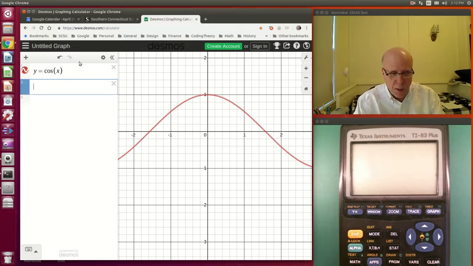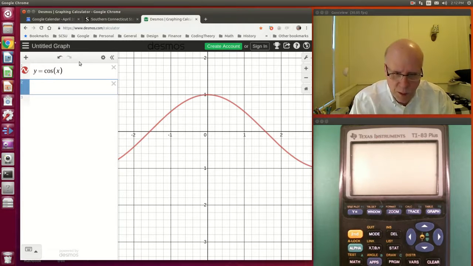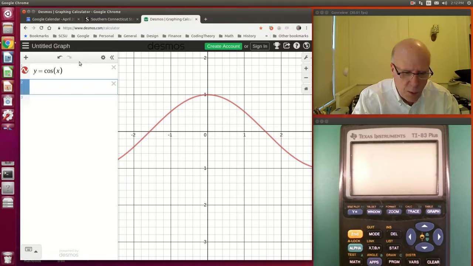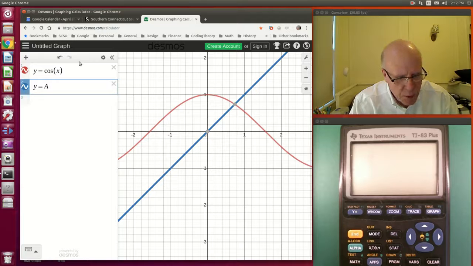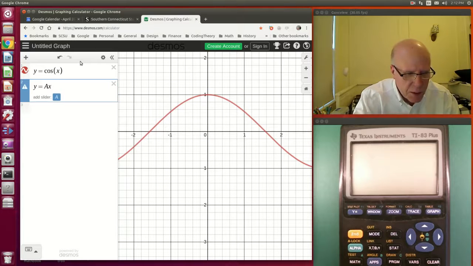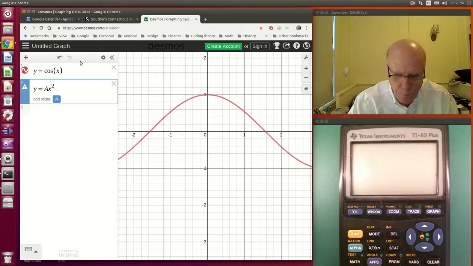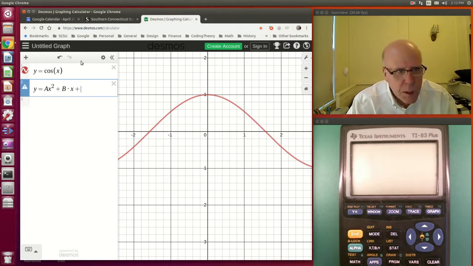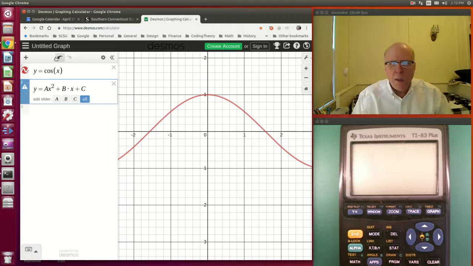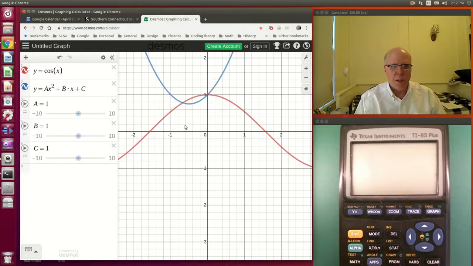I did figure out the right coefficients to use a second ago, but why not just try leaving them as indeterminates? So y equals a times x to the second plus b times x plus c. And when you do that kind of thing, using variables or constants in an expression, it gives you this option of adding sliders. I'd like sliders for all of those.